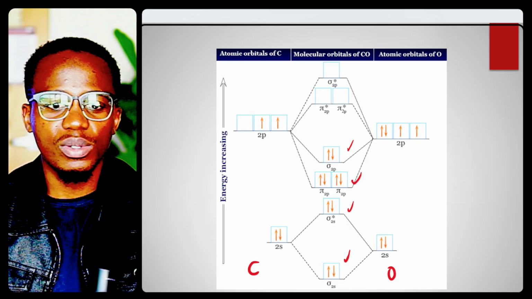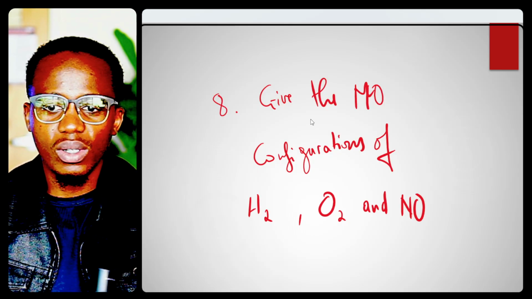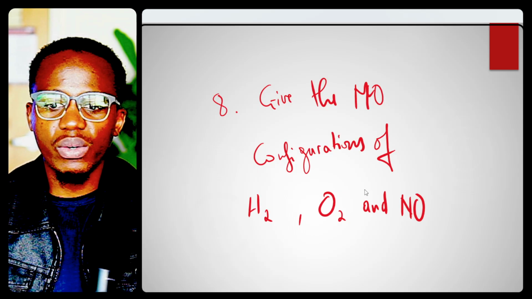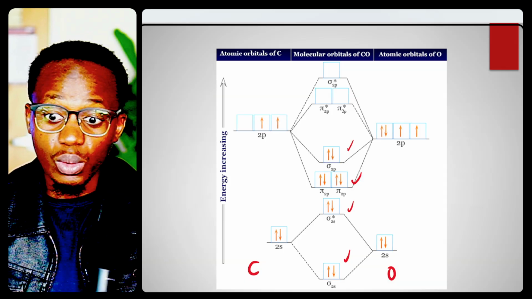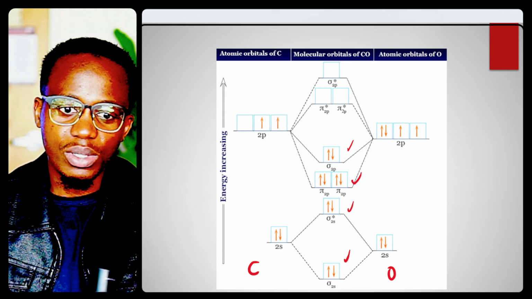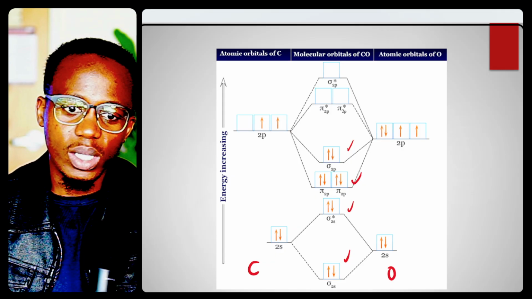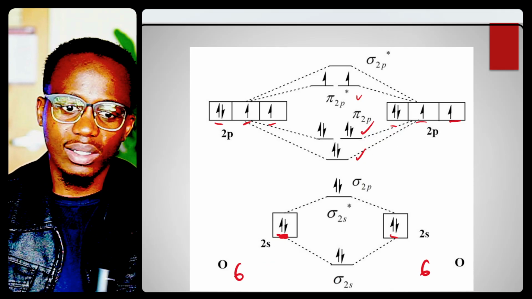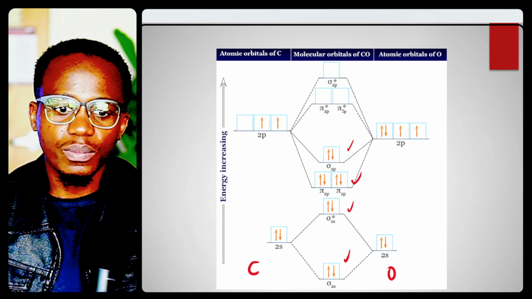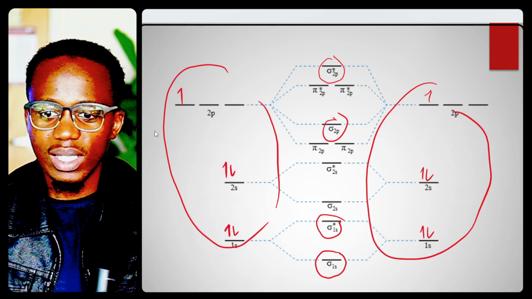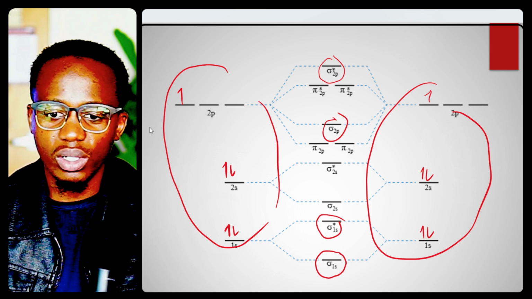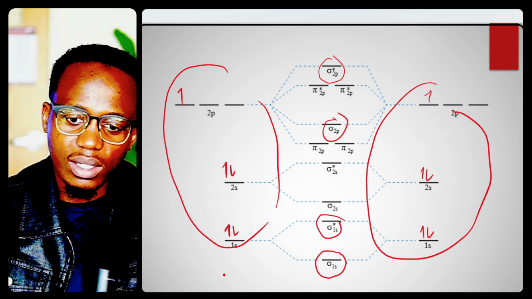I hope that helps. So for these ones, whereas you give me the MO configurations of H2, O2, and NO, you're going to draw this diagram that's empty, right? You can draw it this way, but you can draw it this way as well. It's all the same, really. Or even you can draw it this way as well. It really doesn't matter as long as you have the right order. So you're going to draw the atoms here, right?